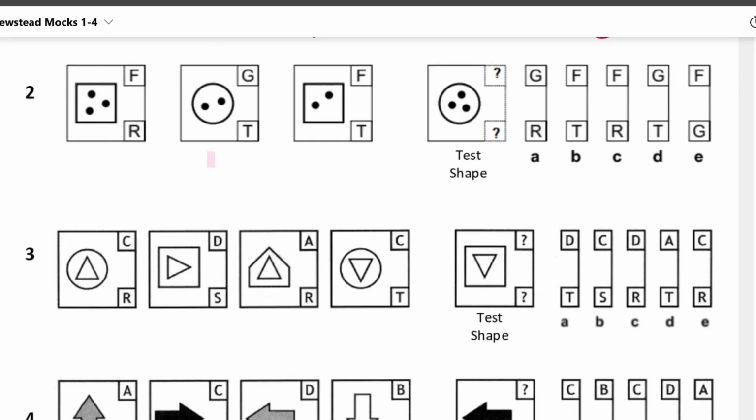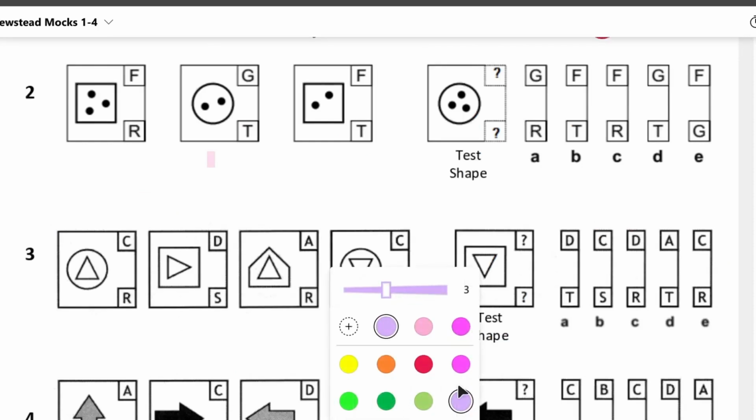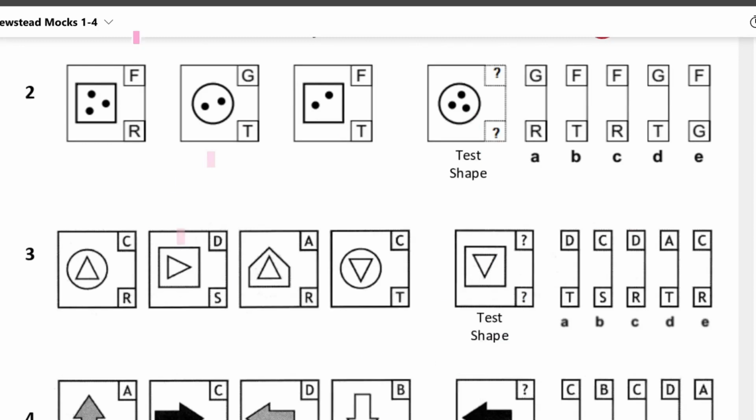Question number 2, what do we have in common? Let's bring out our pink highlighter. For the top, F and F are common, which means square on the outside. And then if this is a G, we need to have G at the top. G means circle. We can cross out B, we can cross out C and E.